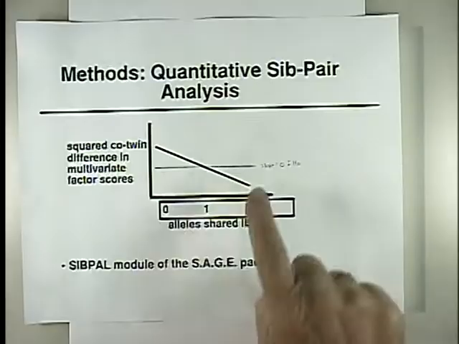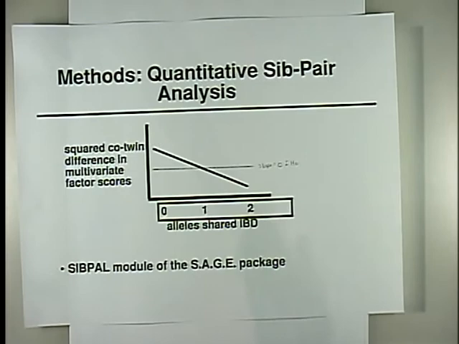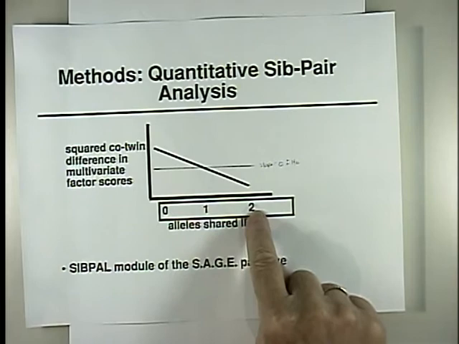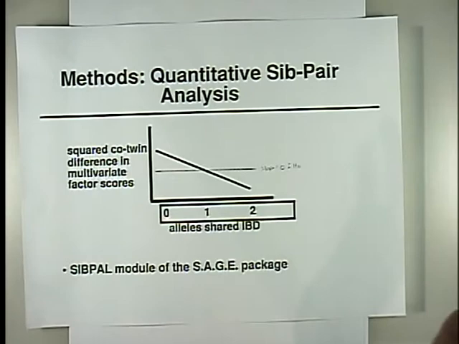Okay, so this is graphically what I just said, and this is probably a little bit more clear than saying it. So the basic idea here is, here are our alleles shared identical by descent. We've got a pair of siblings, so we know that they can share 0, 1, or 2 alleles identical by descent. Here's the squared difference in our trait values of a quantitative trait. In this case, you can ignore what that trait is. This could be BMI, it could be cholesterol, it could be anything. As I said, the difference is squared just so it's a positive value. And so what you see is, as this difference gets smaller, in other words, your siblings are more alike for the trait, you expect them to share more alleles identical by descent. And so you get this negative regression line.